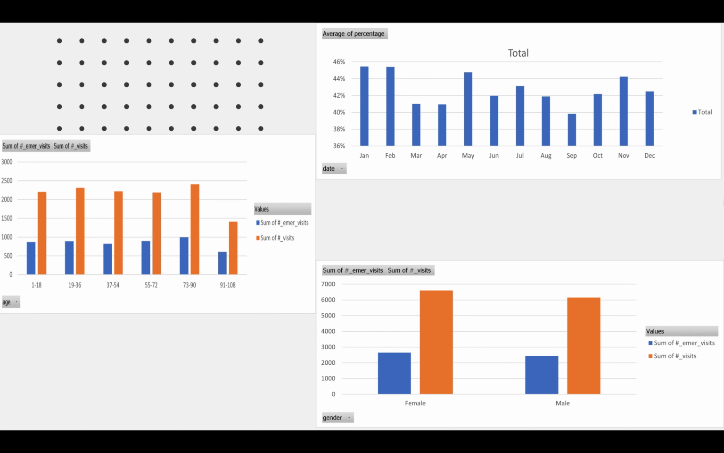Going back to that left-hand side, I did want to mention that that does depict the age. As we can see at the bottom, it's 1 to 18, 19 to 36, 37 to 54, 55 to 72, 73 to 90, 91 to 108. I also wanted to add that we can see each individual category, what age group is going into the emergency room, not exactly it being an emergency, the highest being around that 73 to 90 range where we're more fragile.